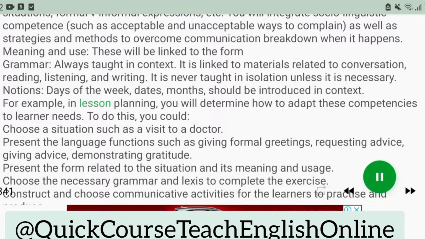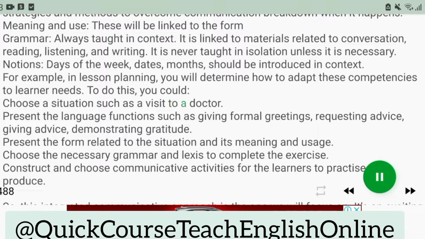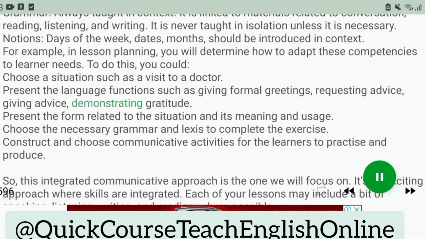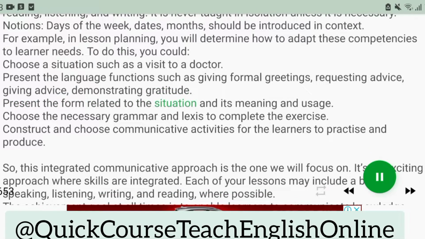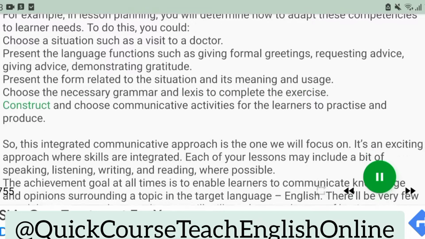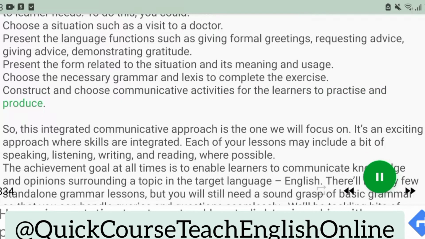For example, in lesson planning, you will determine how to adapt these competencies to learner needs. To do this, you could choose a situation such as a visit to a doctor. Present the language functions such as giving formal greetings, requesting advice, giving advice, demonstrating gratitude. Present the form related to the situation and its meaning and usage. Choose the necessary grammar and lexis to complete the exercise. Construct and choose communicative activities for the learners to practice and produce.